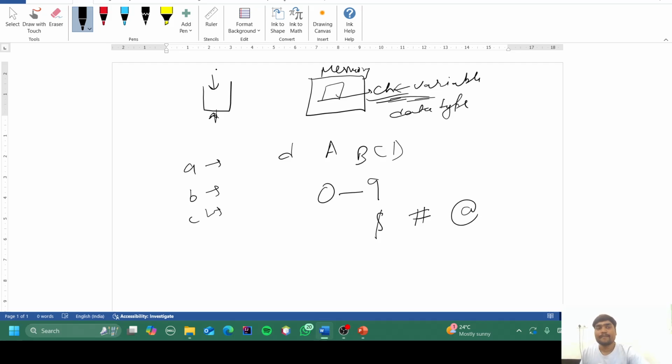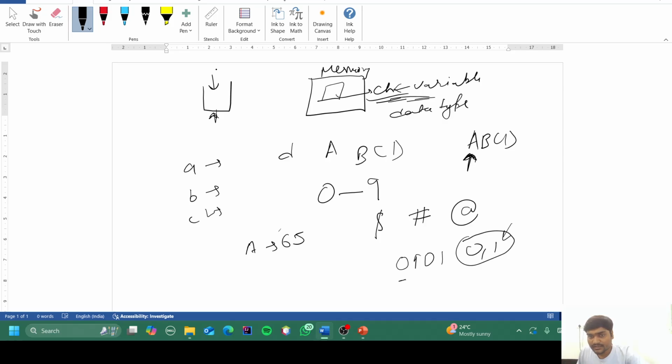Because in Java or in any language, the computer only understands the language of 0 1 0 1. That means only 0 and 1, these two numbers, only Boolean numbers, our computer understands. So the computer does not understand ABCD, but it understands its ASCII values. That means A is equal to 65, the ASCII value of capital A is 65.